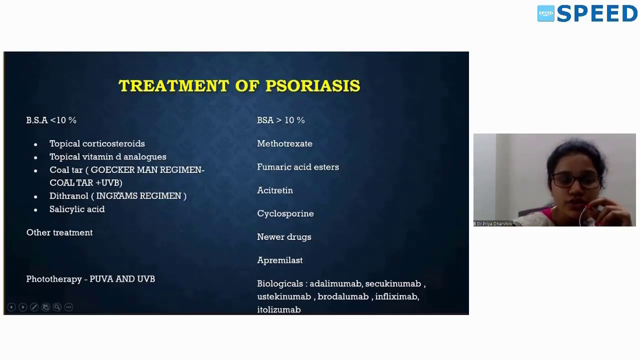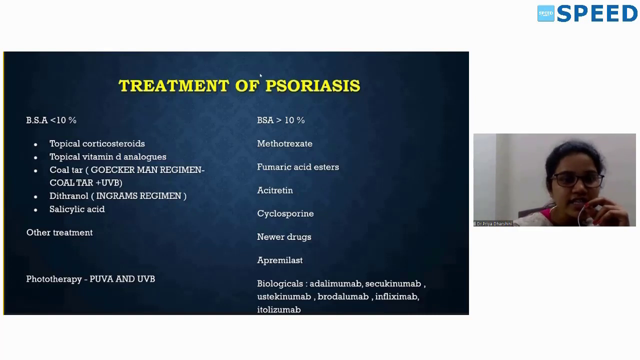So these 2 regimens you should remember. This is very important. And apart from that, topical salicylic acid. Salicylic acid is a keratolytic agent, which is used in percentages of 3% and 6%. So this is also used in the treatment of mild psoriasis. Other treatment in case of mild psoriasis is phototherapy.